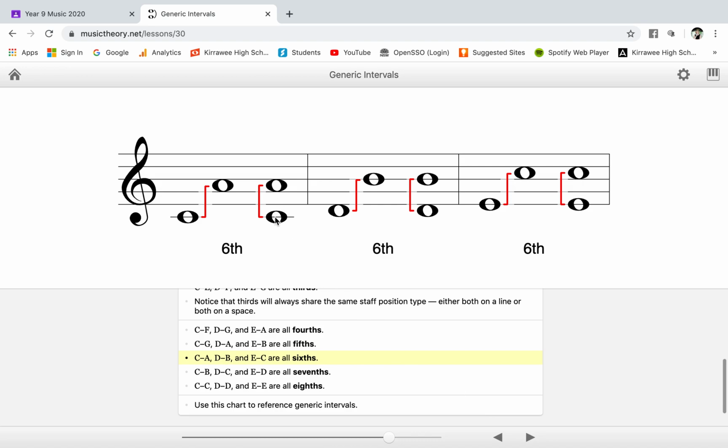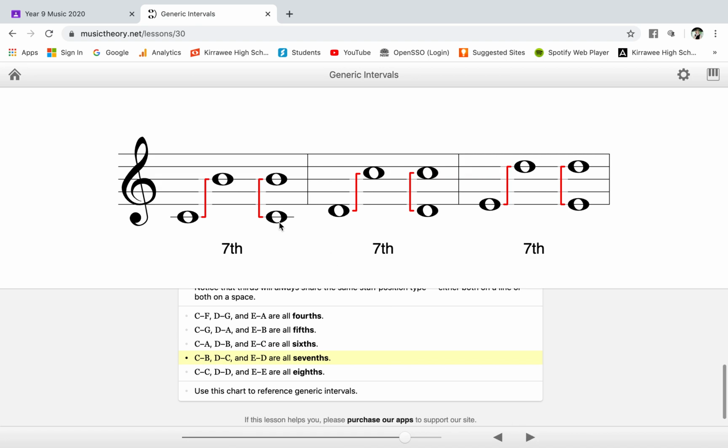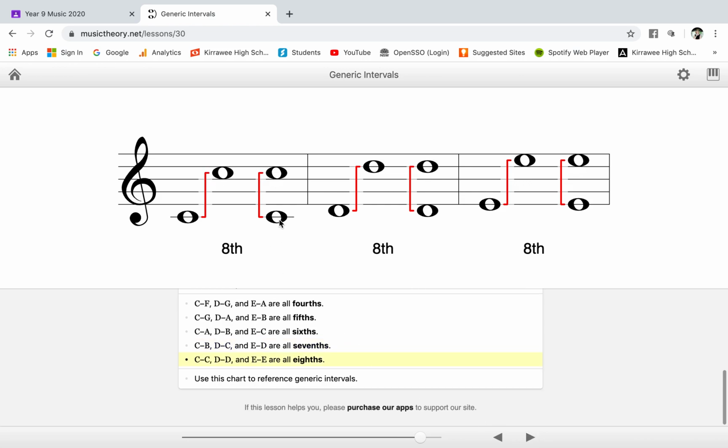Sixths have, on a line note, two lines between, and on a space note have two spaces between. So if you were to count, you would go D would be 1, E 2, 3, 4, 5, and 6. So that's how you count your generic intervals. This is number 7. 1, 2, 3, 4, 5, 6, 7. And you can see that it's the first line note and the fourth line note, or the first space and the fourth space. So seventh always has two spaces or two lines between it. And then the 8 or the octave is of course C and C, D and D. So that would be our octave.